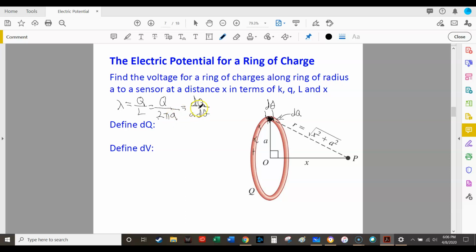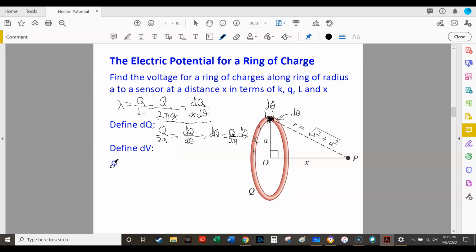So solving for this, I'm going to solve for dq using this part right here. If you notice, the a's are going to cancel out, and what I'll get is q over 2 pi equals dq over d theta. And so dq is going to be equal to q over 2 pi d theta. I hope that's readable. This is a q, and this is a theta, and this is a 2 pi.